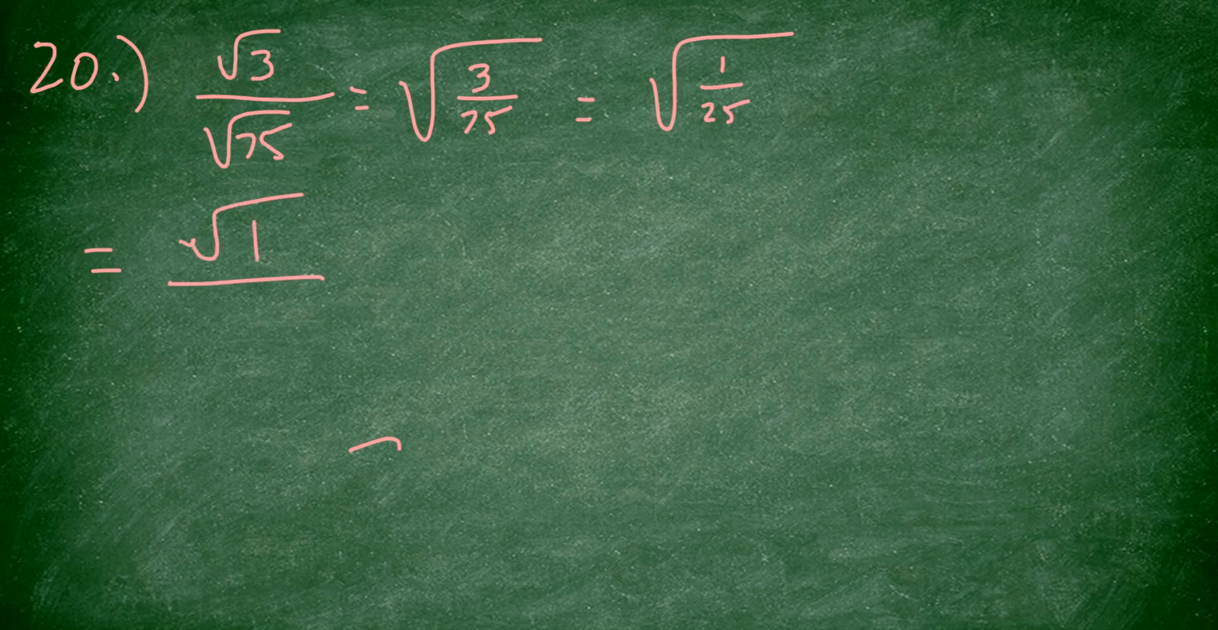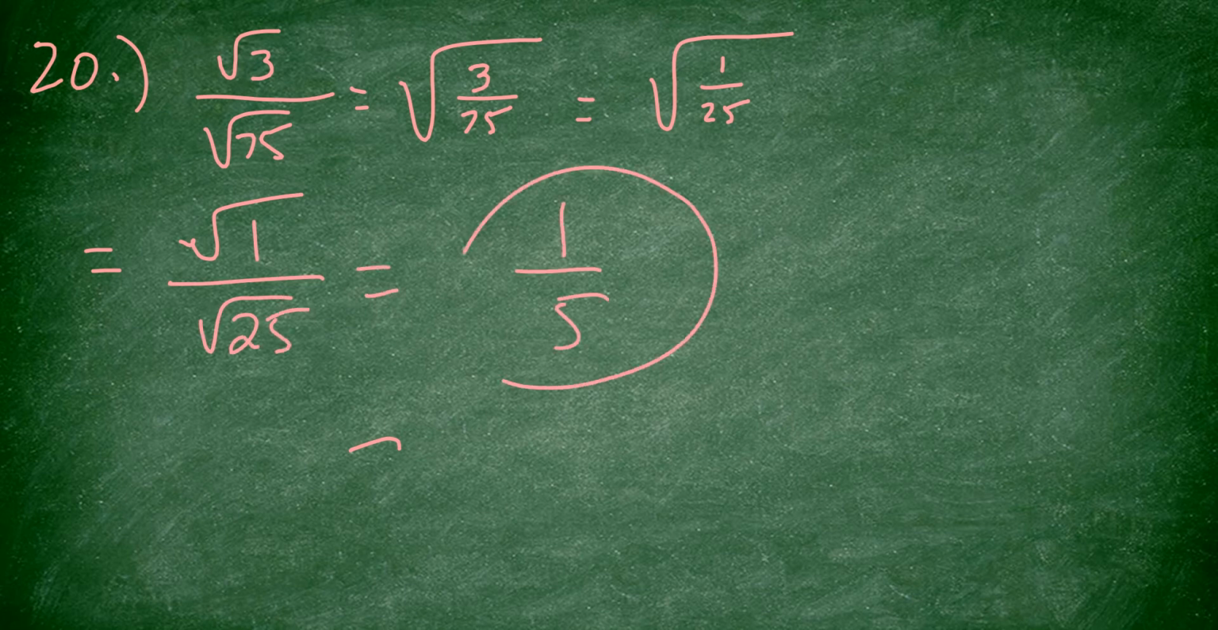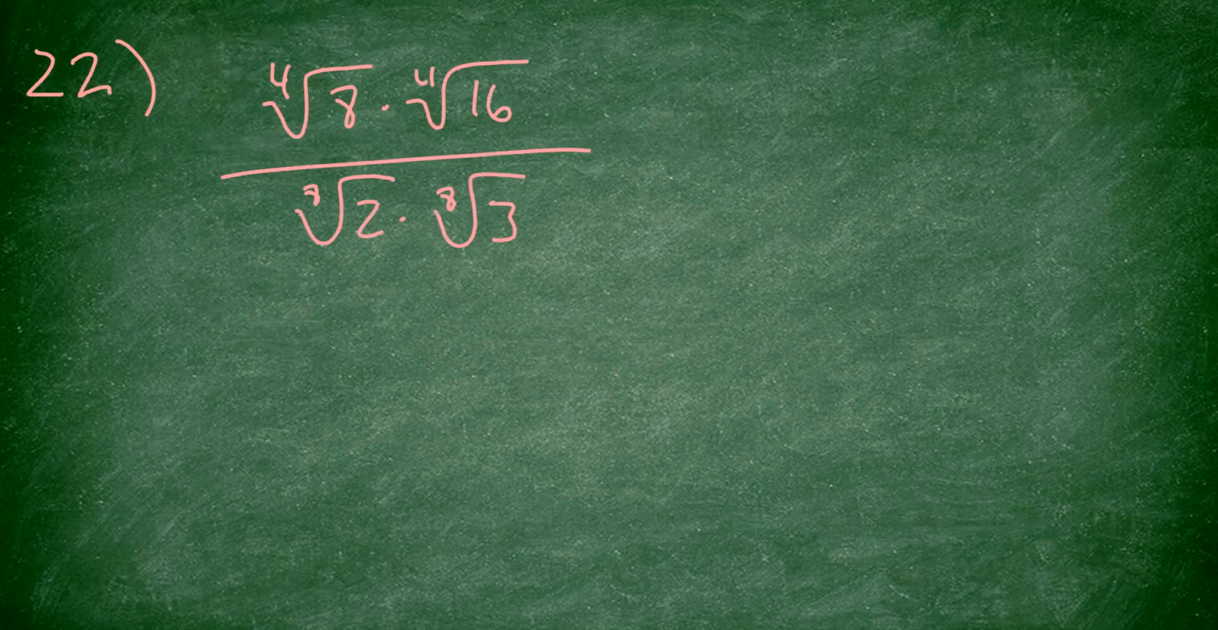Alright, number 20. There's a bunch of different ways to do this. I think the easiest way is to make it one big square root of 3 over 75, because I can simplify 3 over 75 into the square root of 1 over 25. I just divided the top and bottom by 3. Now I'm going to go back and take my radical to the top and the bottom. They're both perfect squares, so my final answer is 1/5. That is just one of a bunch of different ways to do this. That's just the one I thought the easiest.